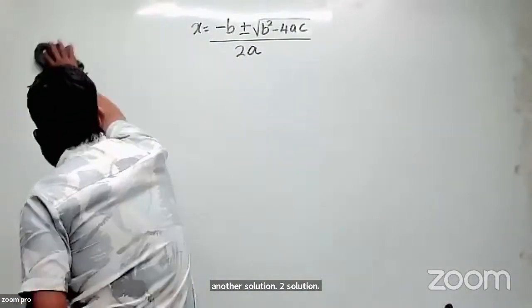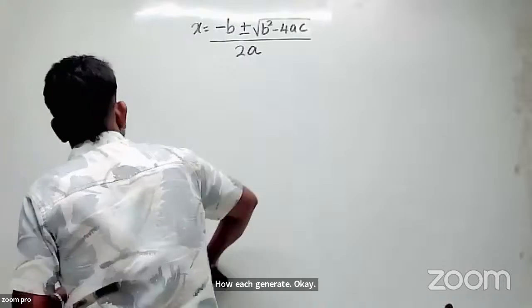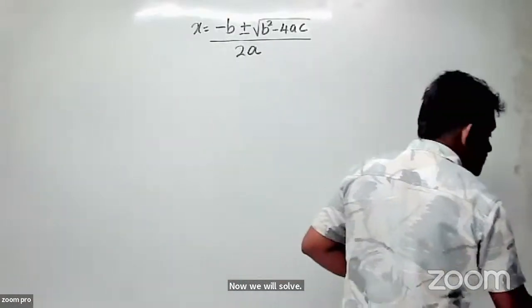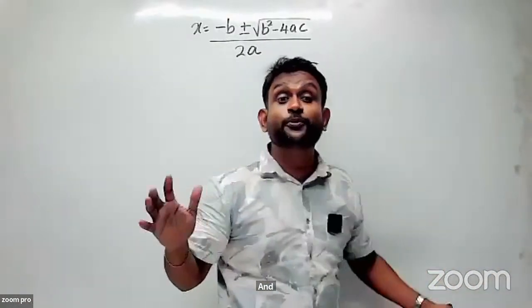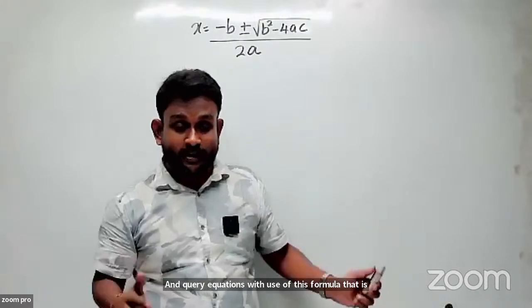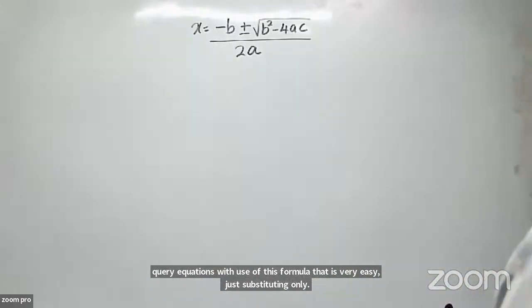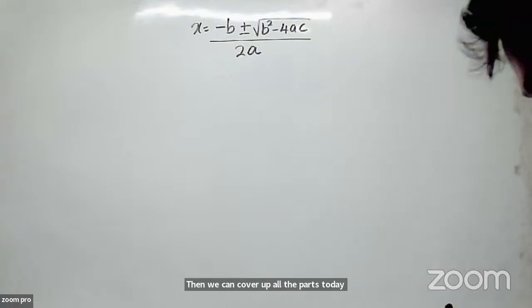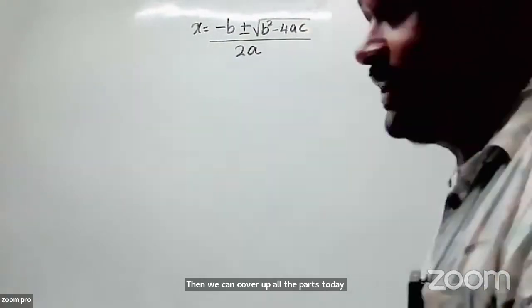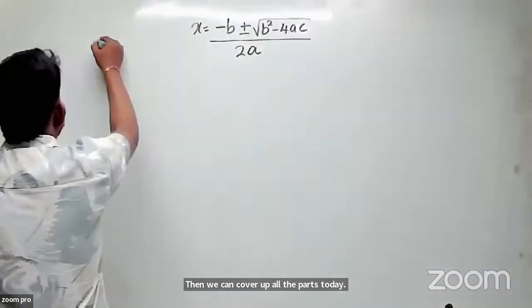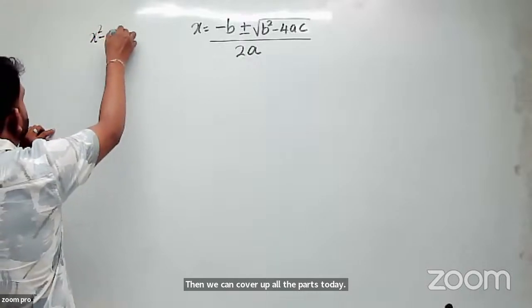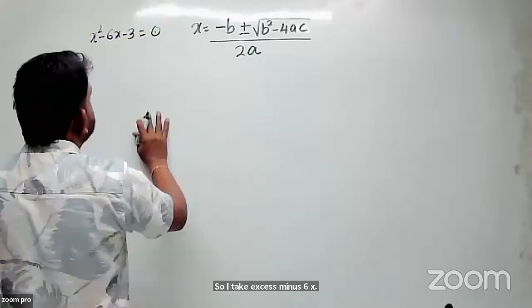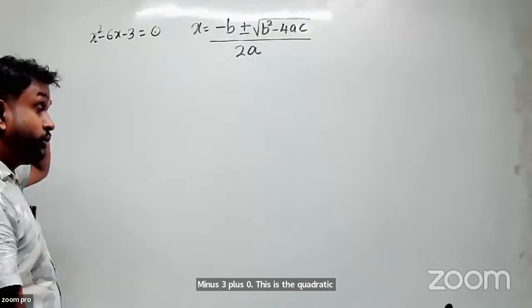Now we will solve a quadratic equation using this formula. That is very easy, just substituting only. We will do an example, then we can cover all the theory part today. So I take x squared minus 6x minus 3 equals 0. This is the quadratic I am going to solve.